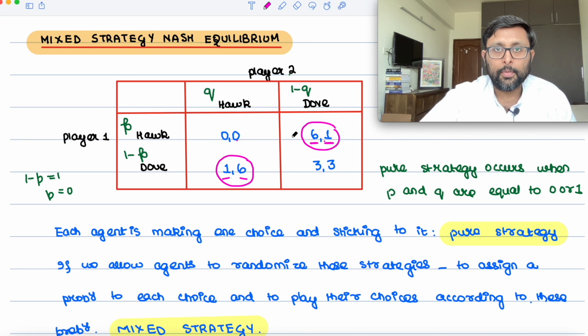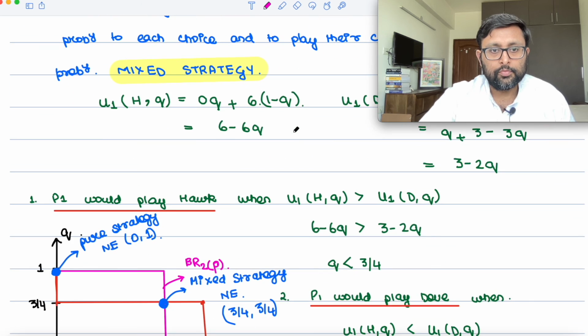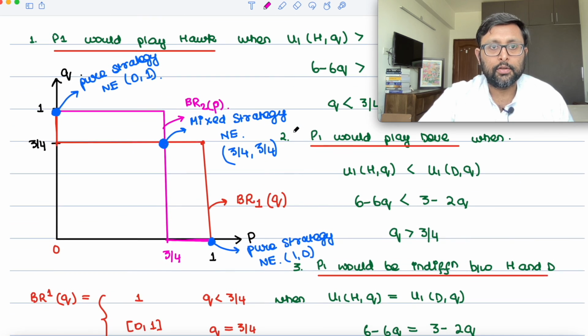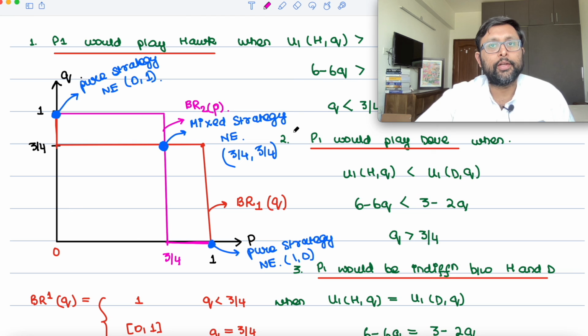Are you with me, beta? I hope you have understood this: how to find the mixed strategy Nash equilibrium.